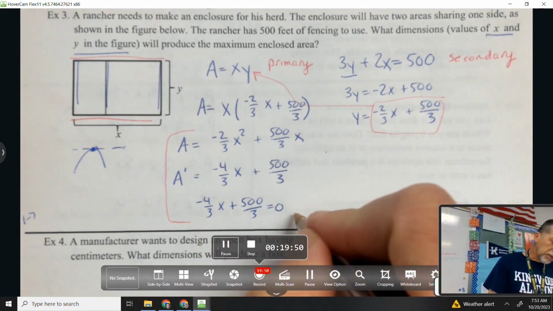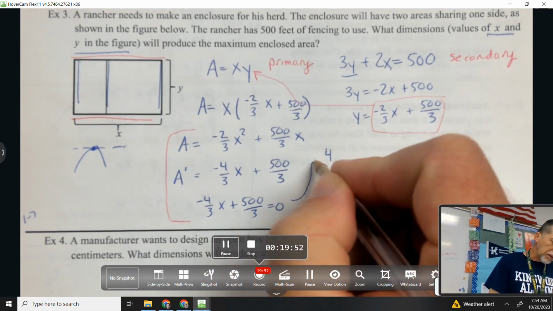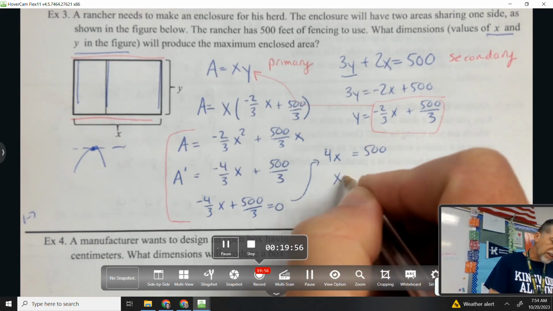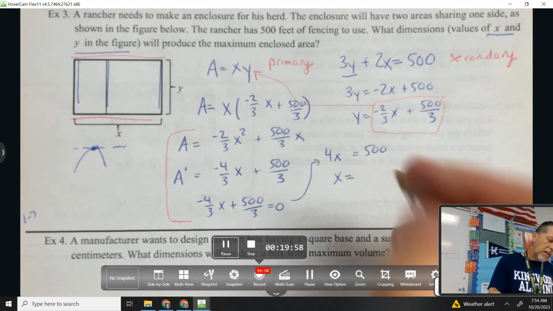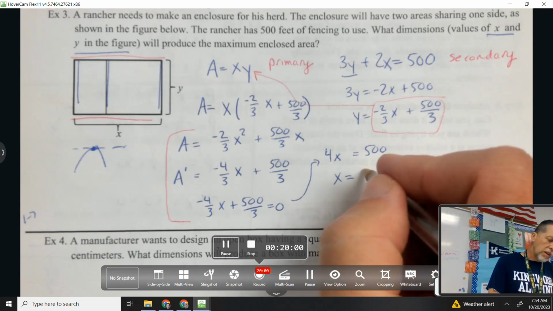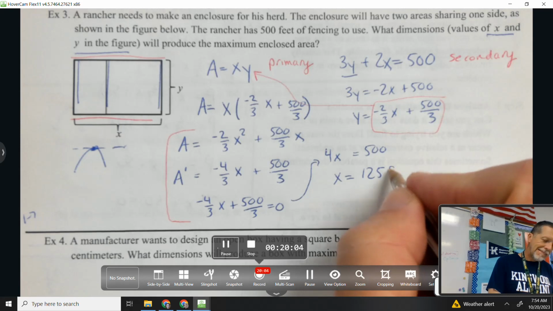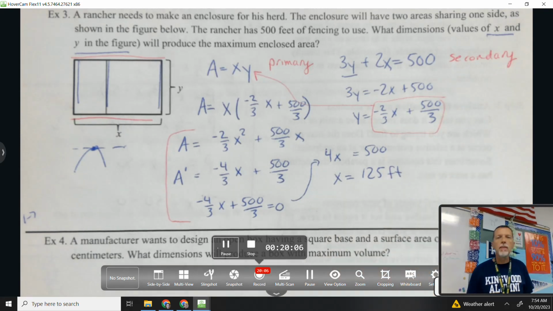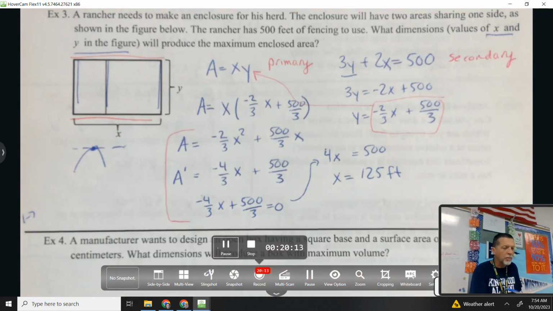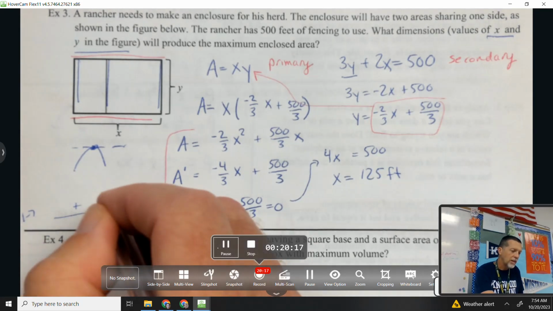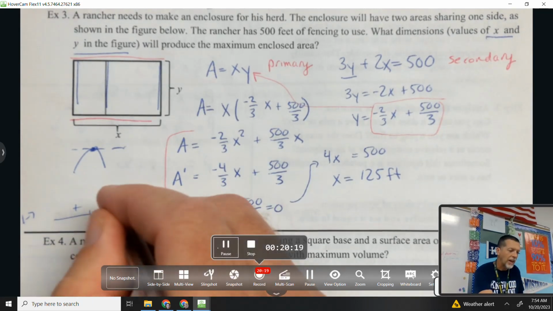I'm going to multiply through by 3 to make all the denominators go away. 4x equals 500. 500 divided by 4 would be 125 in feet. And that's the only critical point. I already know it's a maximum, so I don't have to worry about doing a number line and checking positives and negatives and all that stuff.